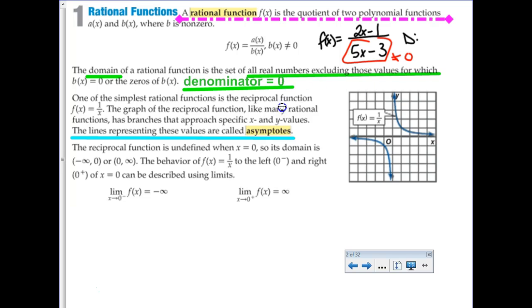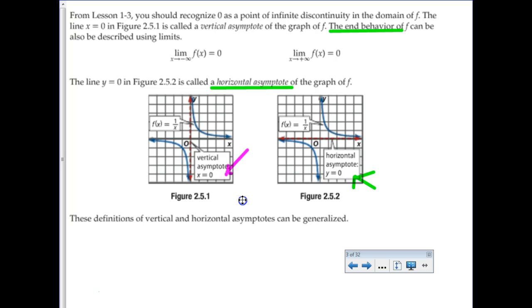We're going to talk about some new vocab words, new to some, not new to others. Vertical asymptotes and horizontal asymptotes on our graph. We're not going to do limit notation. You don't need to worry about that. And then we're going to discuss how you find other things like x-intercepts and y-intercepts, and then eventually graph.